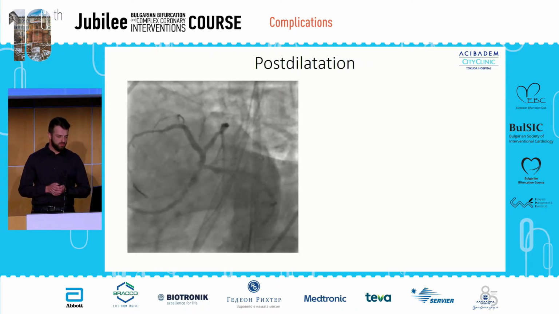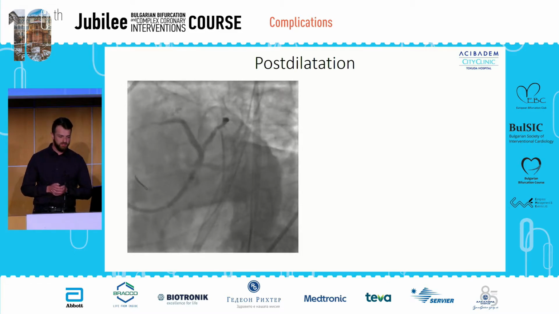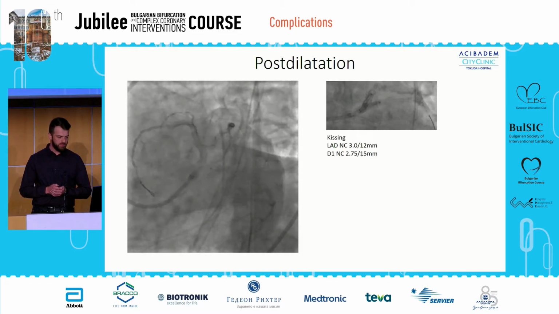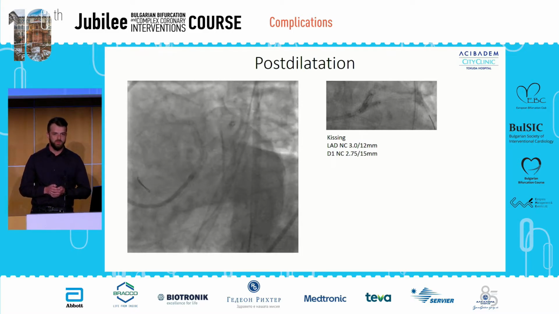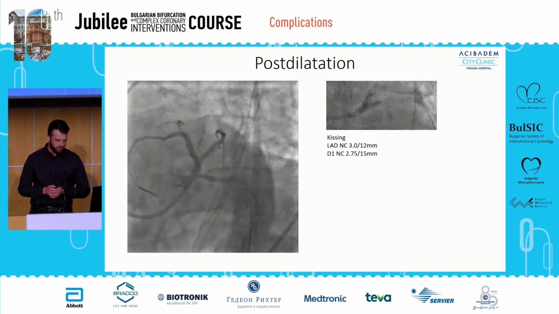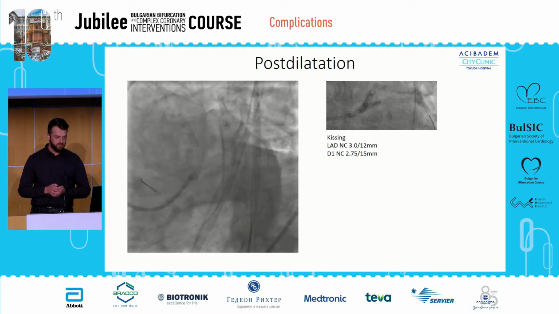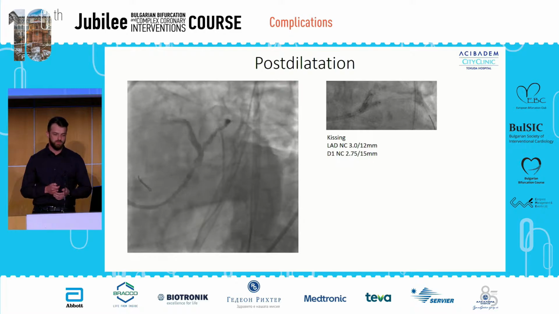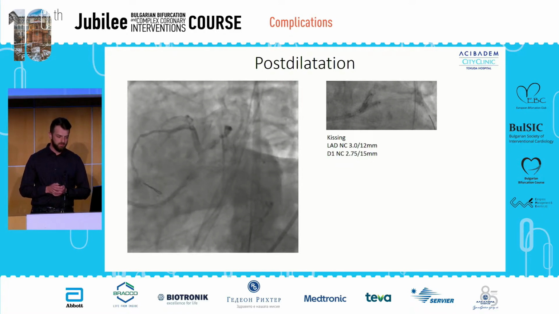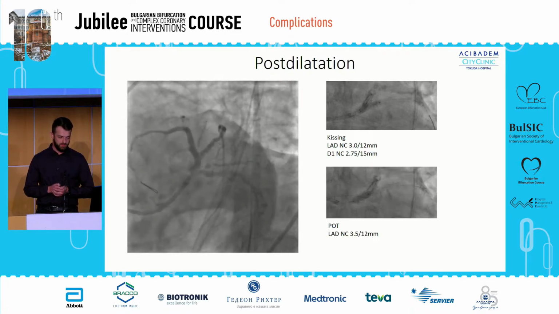This is the result just after the implantation of the left main stent. And we started the work with the bifurcation and post-dilatation. We started with the LAD bifurcation. We recrossed, we post-dilated with a 2.75 balloon the diagonal on high pressure, with 3.0 the LAD again on high pressure, and we did the kissing.